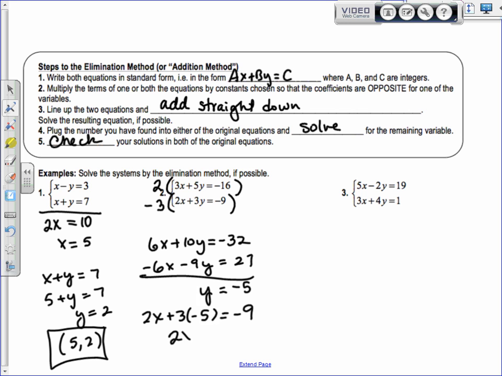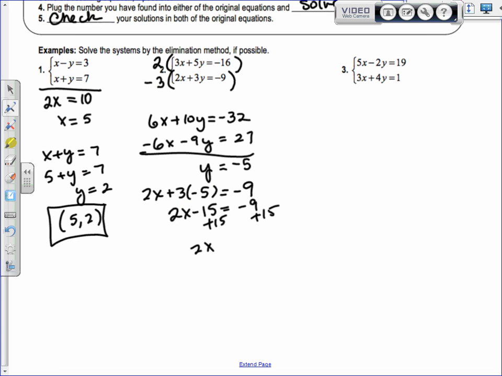So I get 2x minus 15 equals negative 9. Add 15. So I get 2x equals 6. So x is 3. So you have 3 for x, negative 5 for y. So that's your answer.